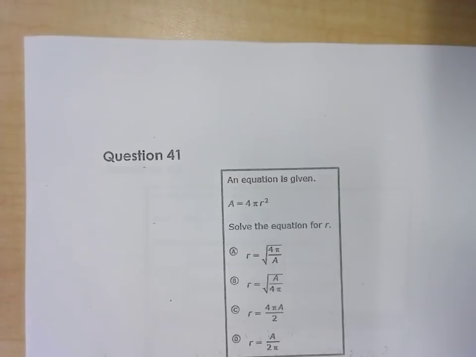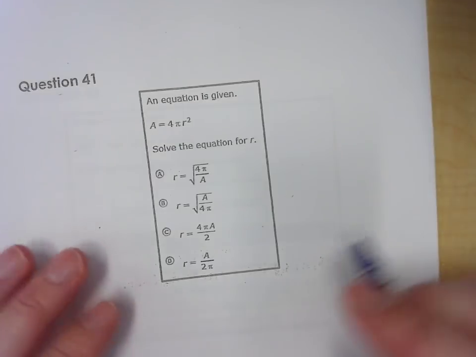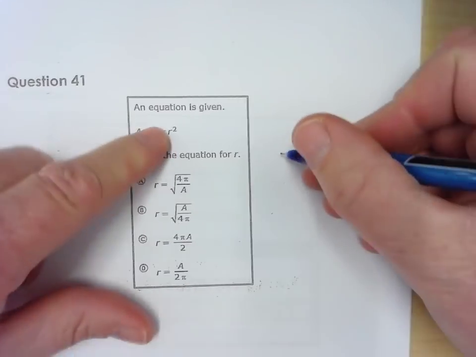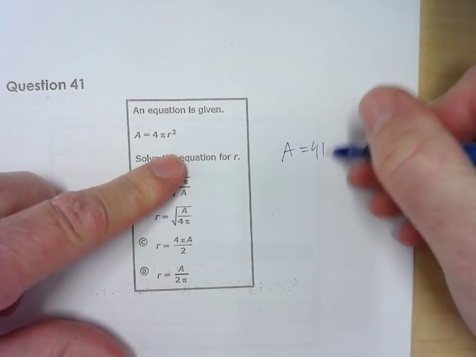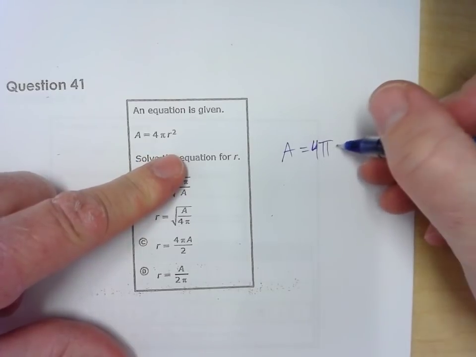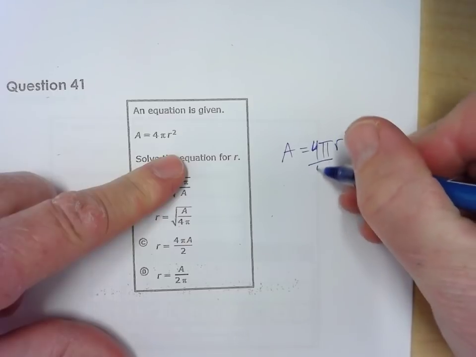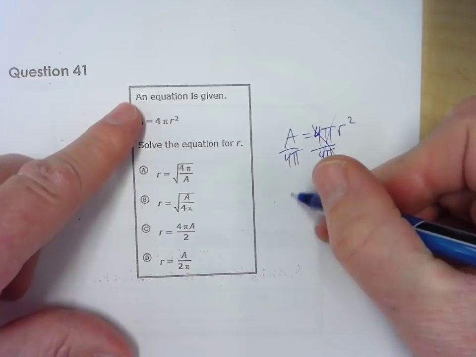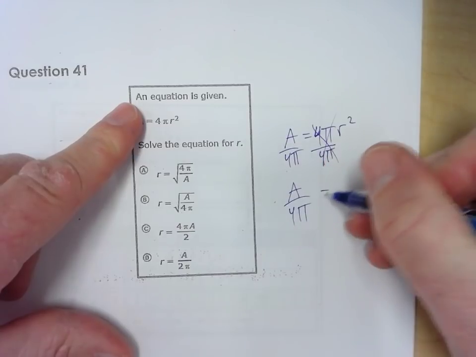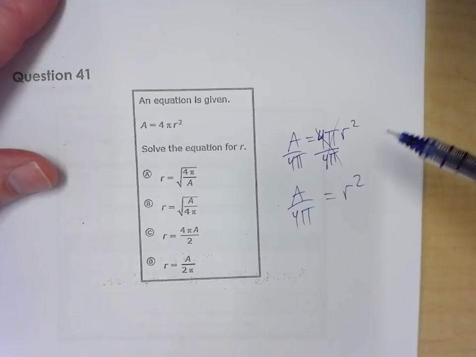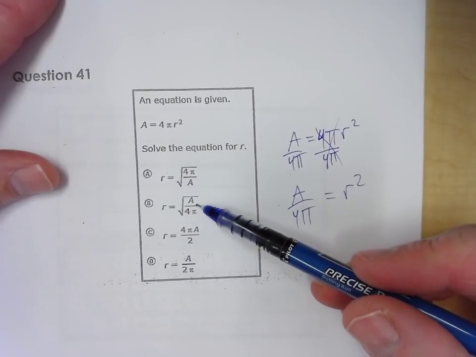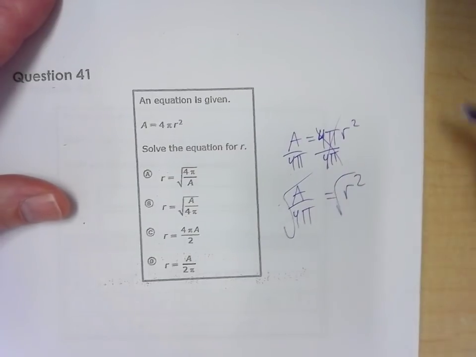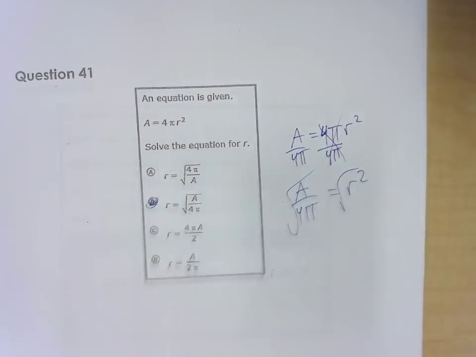Okay. Next question. We're rearranging 4 pi r squared. We're solving for r. So we have area is equal to 4 pi r squared. We're going to divide by 4 pi on each side of the equation to get that r by itself. And from here, you can tell that the answer is going to be b, because the next step would be to do the opposite of squaring, which is to take the square root of each side. So the answer is b.